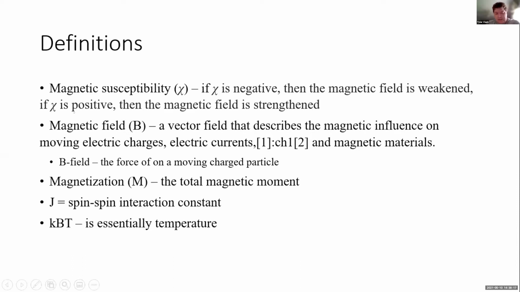Magnetic field, B, is a vector field that describes the magnetic influence on moving electric charges, electric currents, and magnetic materials. And some part of that is the B field, which is the force on a moving charged particle. Magnetization, which is M, is the total magnetic moment. J, which I'm holding constant here, is a spin interaction constant. And KBT in this project is essentially temperature.